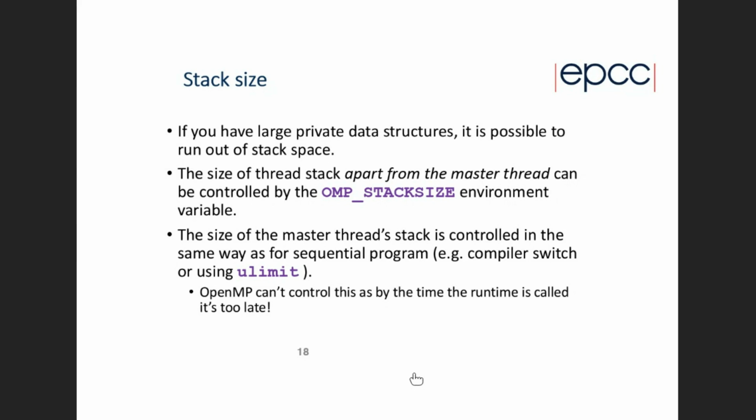You have to do that in the same way as you would for your plain old sequential program. Depending on your compiler and operating system, it might be a compiler switch. On Linux, you might be using ulimit. The reason is that OpenMP can't control that, because when a process starts executing, the stack size is determined before the OpenMP runtime can ever be called. By the time OpenMP gets active in a program, it's too late. The choice of stack size has already been made, and there's nothing OpenMP can do about it.